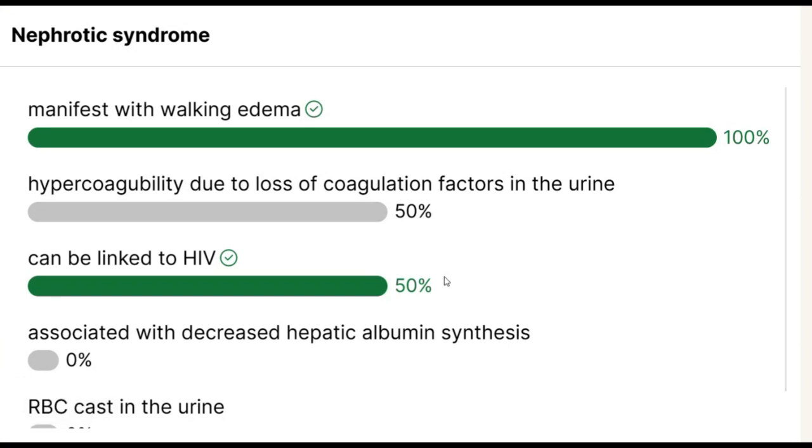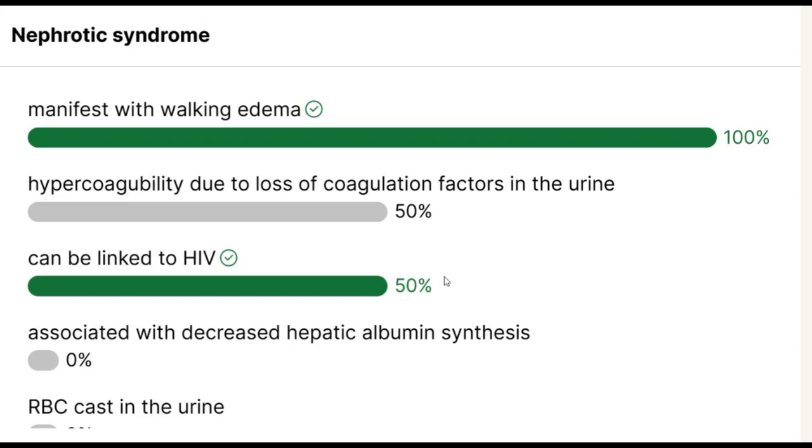So, nephrotic syndrome manifests with walking edema, which is correct. It's gravity dependent, and it's because of the loss of proteins more than 3.5 grams per day. And the loss of protein should be more than the hepatic production of proteins, resulting in edema.